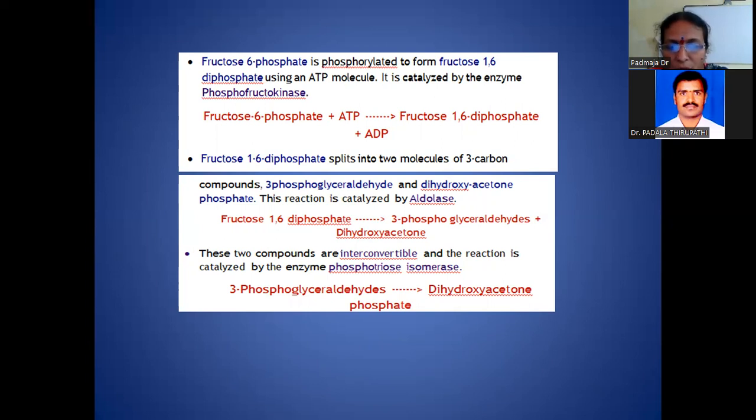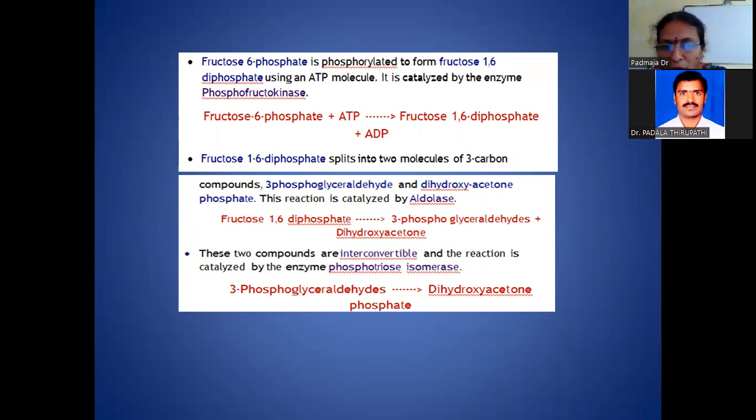Again, fructose 1,6-bisphosphate is converting to 3-phosphoglyceraldehyde, and these two compounds, glyceraldehyde and dihydroxyacetone, that means two compounds, are formed here by an enzyme known as aldolase.